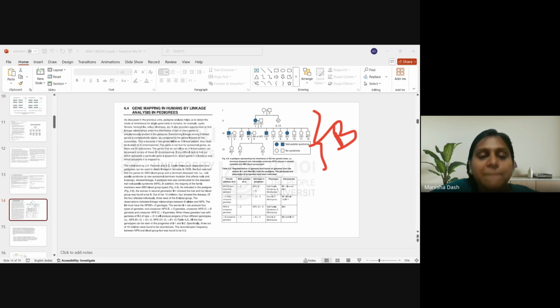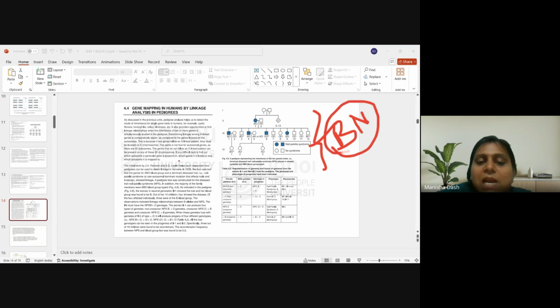So now we are considering the pedigree chart. Be a little bit attentive here. What you can observe is that the individual who has blood group B will have nail patella syndrome. Nail patella syndrome means a defective nail and some problem in the knee bone. So the B blood group is associated with the nail patella syndrome.